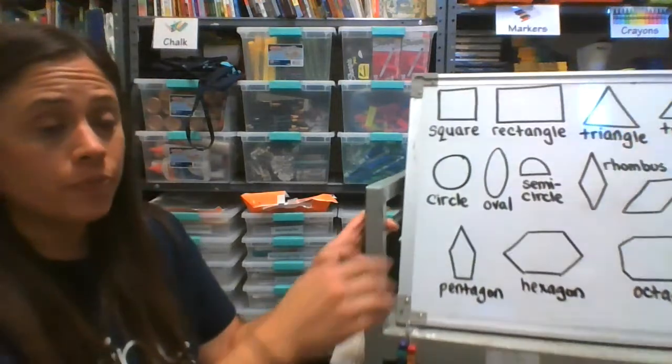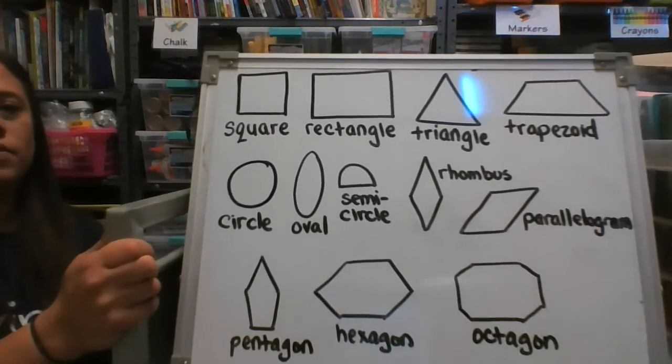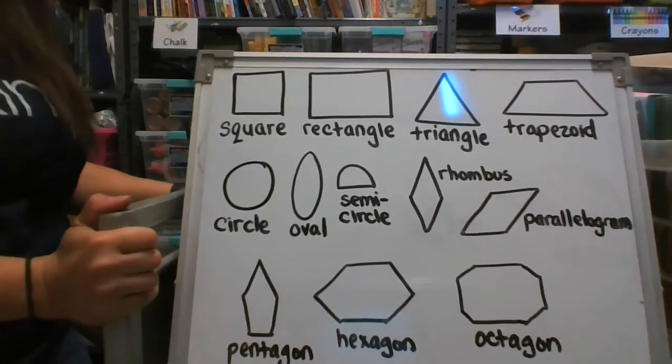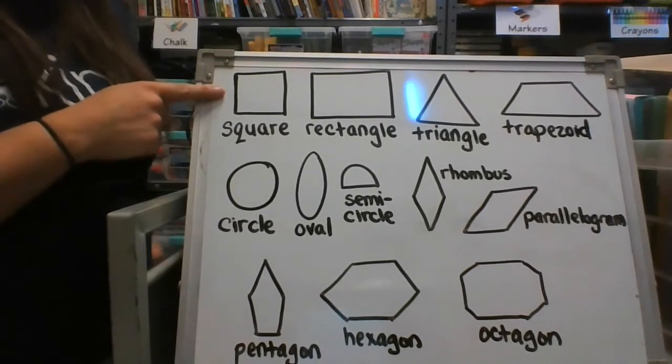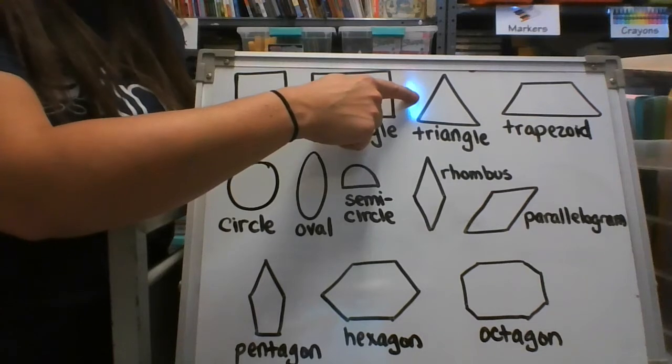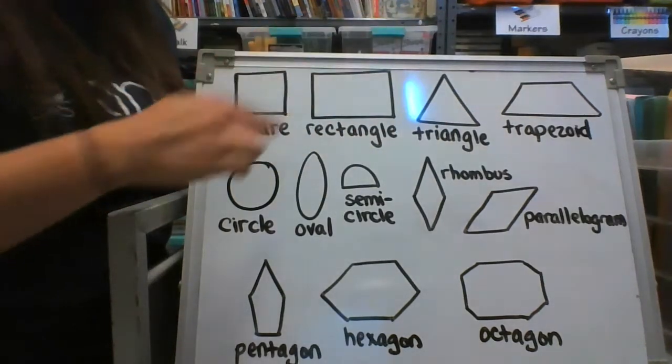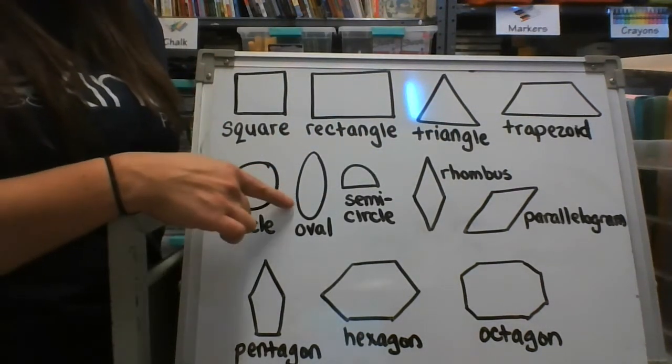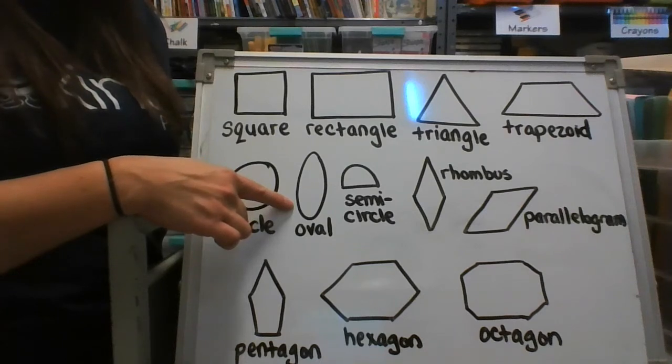Moving right along, here we have our shapes. We have the square, the rectangle, triangle, and the trapezoid. The circle, the long stretched out circle becomes an oval.